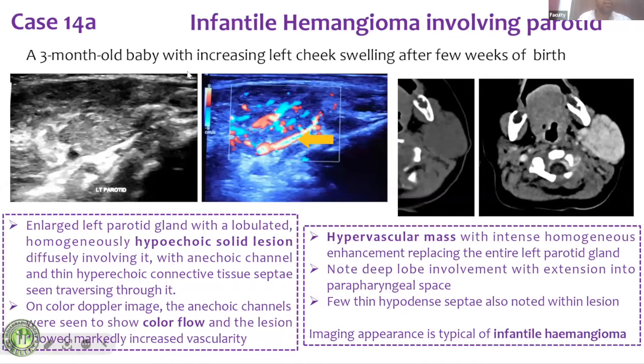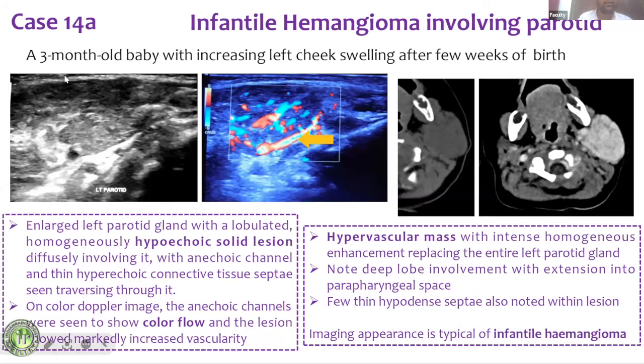This is a 3-month-old baby with increasing left cheek swelling after a few weeks of birth. So when you see this type of lesion, if it is a congenital lesion or if it is developing a few weeks after birth, you have to look for a few sets of diagnoses, like whether it is a vascular tumor like a hemangioma or whether it is a vascular malformation, a venous or a lymphatic malformation.